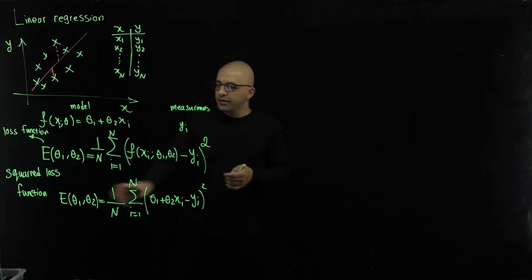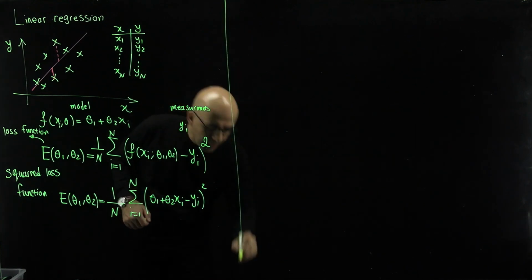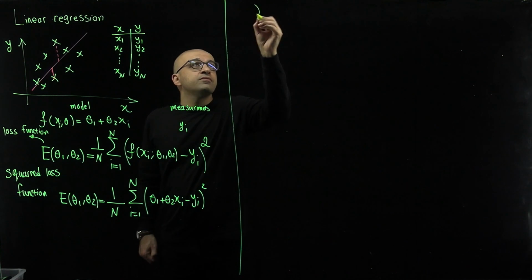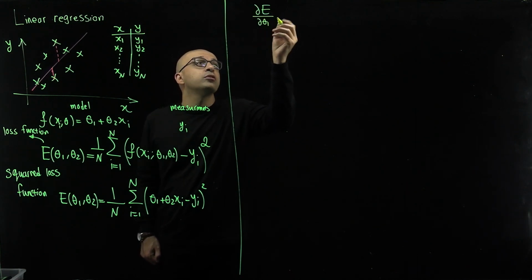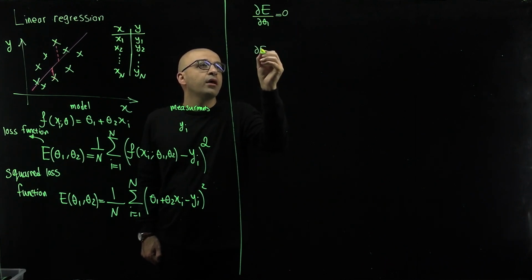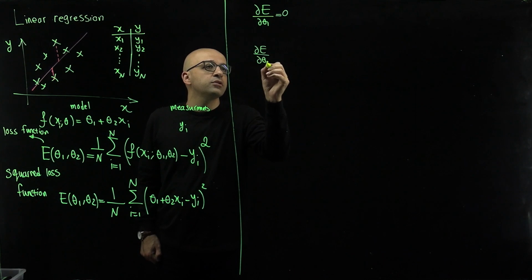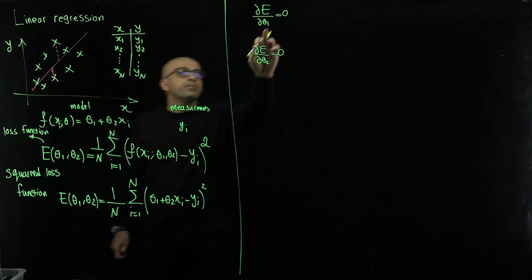All right, let's see how we can now minimize this function. Like I said, to minimize this function, we should look for theta 1 and theta 2 such that del/del theta 1 is equal to 0 and del/del theta 2 is also equal to 0. All right, so let's work that out.